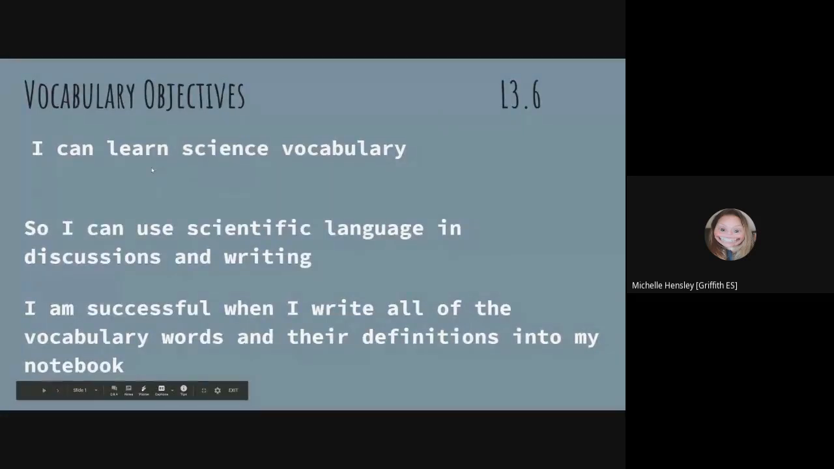So if you remember, we always start off with saying our objectives. I'm going to say the objectives, and then when it's your turn, you will repeat after me. So, I can learn science vocabulary. Your turn. Okay, my turn. So, I can use scientific language in discussions and writing. Your turn. Right, my turn. I am successful when I write all of the vocabulary words and their definitions into my notebook. Your turn.